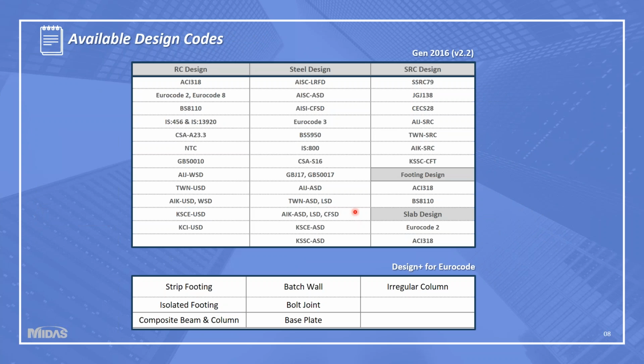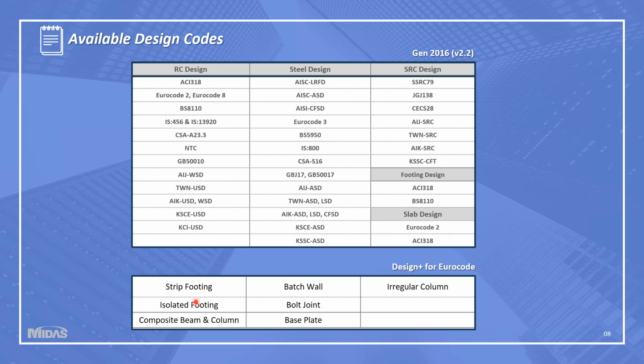This table shows the available design codes that we provide. We provide standards for RC design: American standard, European, British, Indian, Canadian, and national European standards like Italian or Swedish, and Chinese, Japanese, Taiwanese, Korean. And for SRC design, steel reinforced concrete design, we also provide these codes. And for footing design, you can check here, slab design is also available.